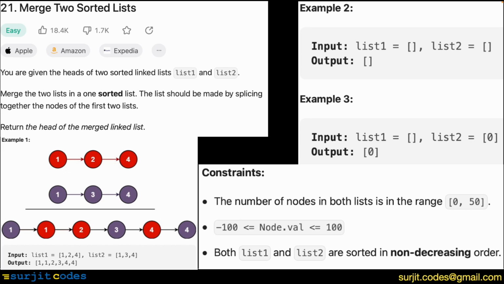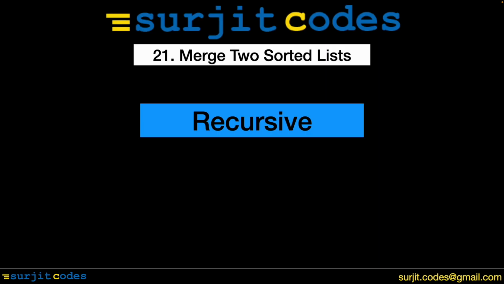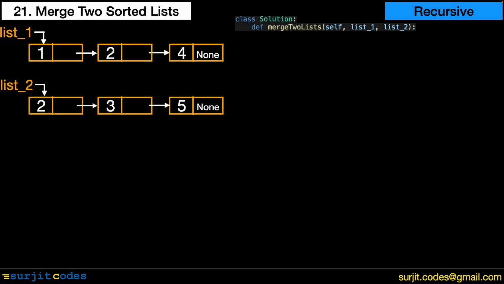In this problem, we are given two sorted linked lists. We need to merge them into a single sorted linked list. In the first method, we will consider a recursive solution to this problem.